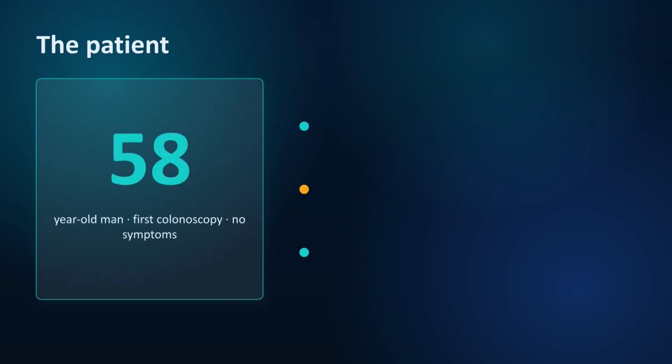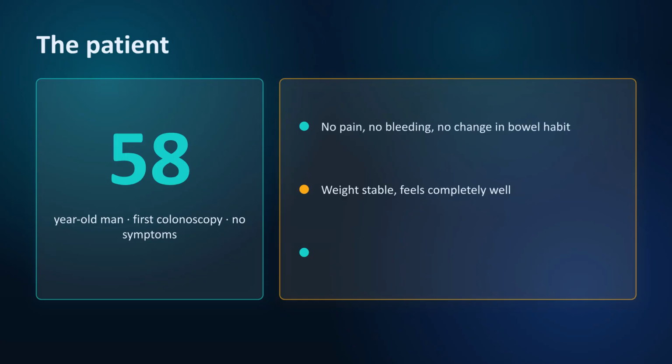A 58-year-old man comes to clinic for a routine visit. He feels completely well. No abdominal pain, no rectal bleeding, no change in his bowel habits. His weight is stable. He works full-time and exercises rarely. And yet, he is the reason this lecture exists, because he has never had a screening colonoscopy. On the average risk rule, he should have started 13 years ago. And as you will see later, his family history makes him later still.